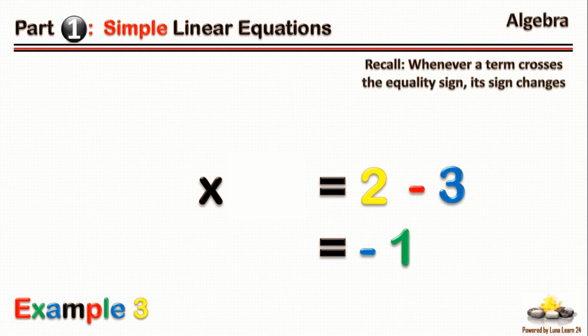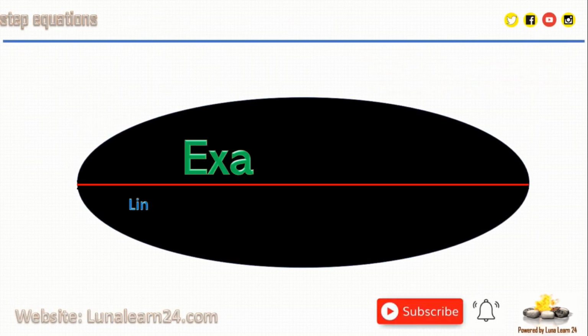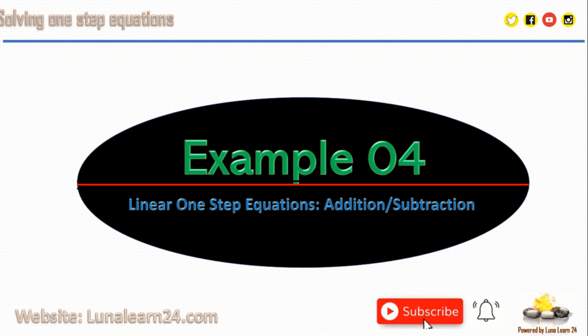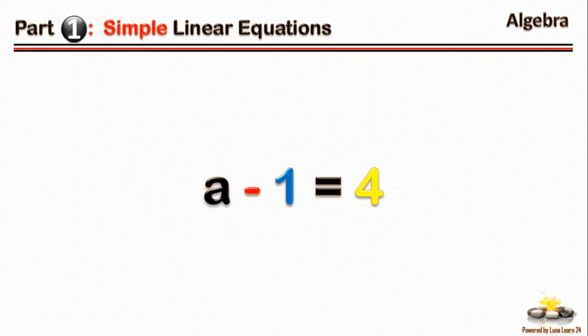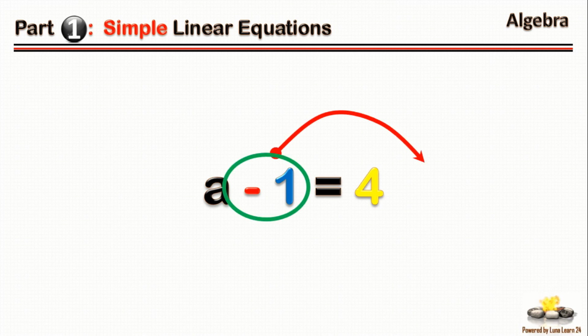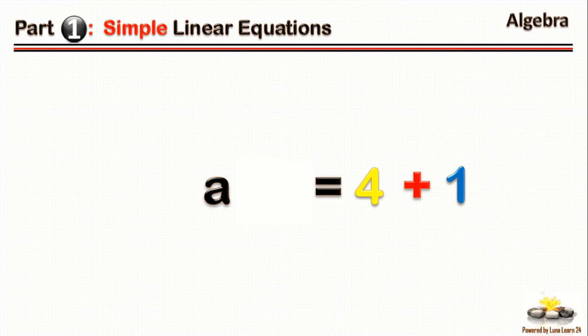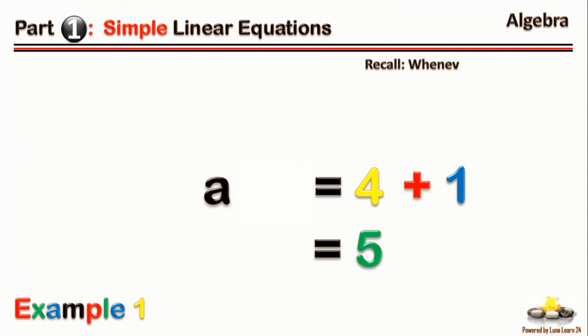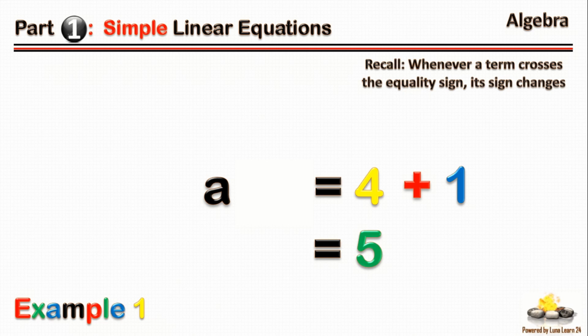And that takes us to the next example. Example 4 reads, a minus 1 equals 4. If a minus 1 equals 4, what is the value of a? So from here, a will be equal to 4 plus 1. Of course, you already know why, because we carry negative 1 from the left-hand side to the right-hand side. The sign will change from negative to positive. And therefore, a is equal to 5.